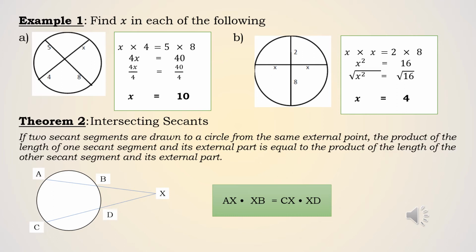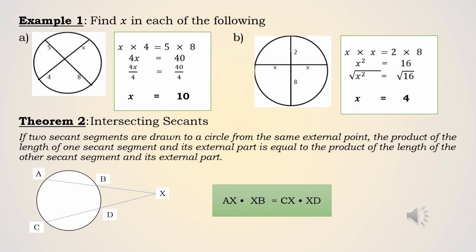To solve for x, we have to take the square root on both sides. So square root of x squared is equal to square root of 16, and that leaves us with x is equal to 4. Moving on to theorem 2, intersecting secants.